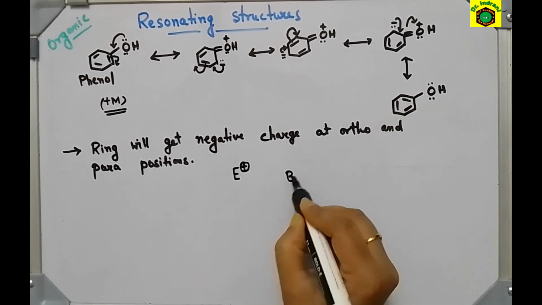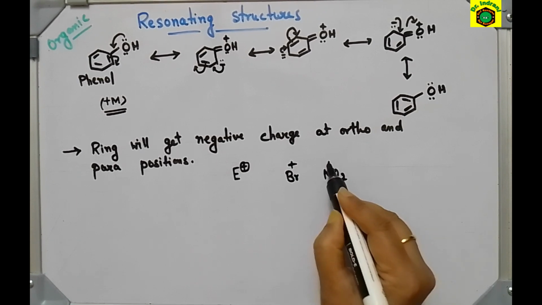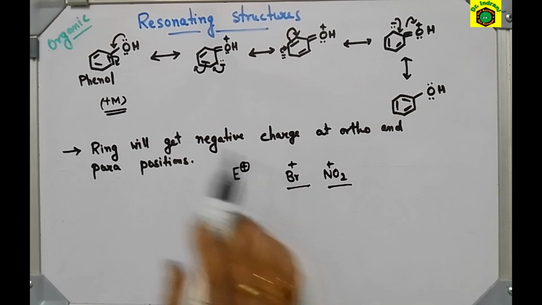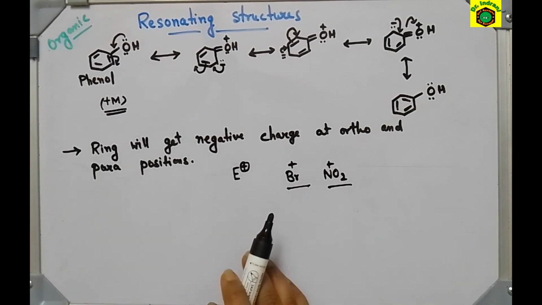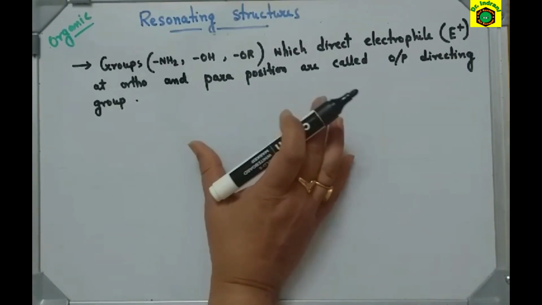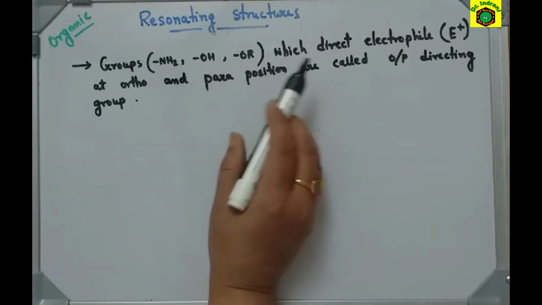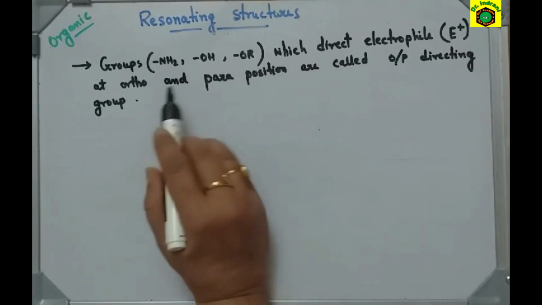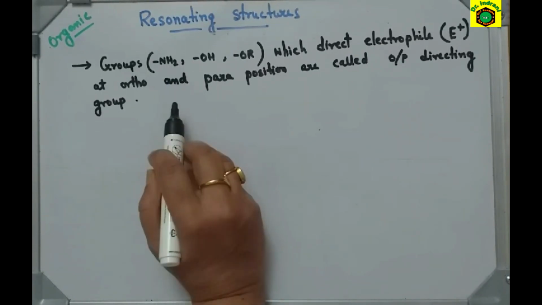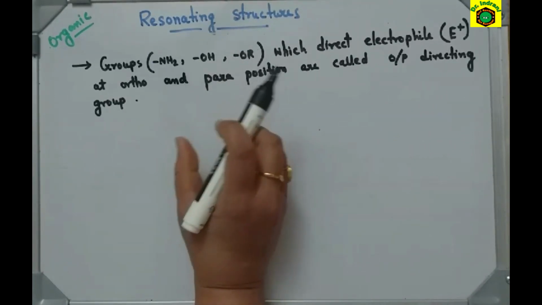Electrophile means maybe Br plus, halogenation, nitration, NO2 plus, all those are electrophiles. So these will attack at ortho and para positions here. Now students, remember groups having plus M effect means all those groups which direct electrophiles at ortho and para positions are called ortho-para directing groups. Why are these ortho-para directing groups? Why do electrophiles attack at ortho and para position?